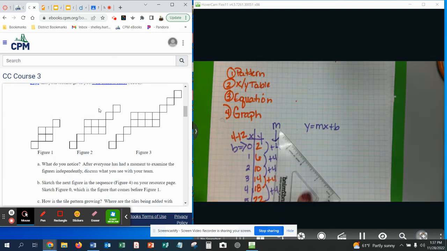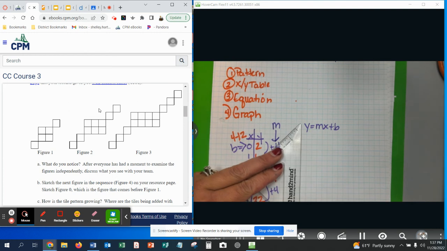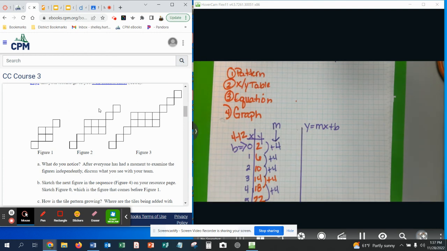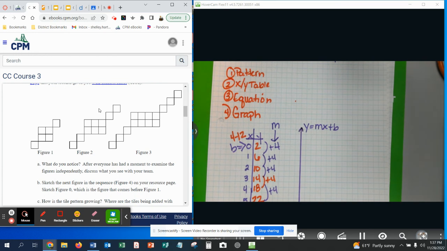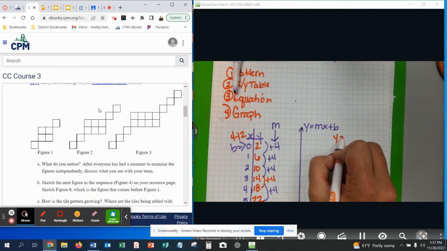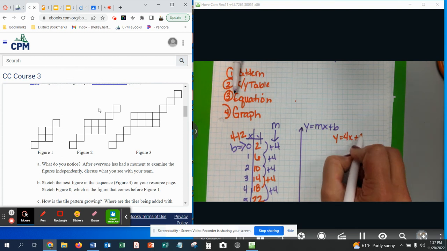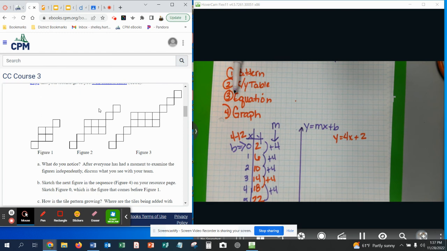All right. If we were to graph it, we're going to start at 0, the 0 means on the x, 0, and then 2 dot right there. Okay. So if our growth is 4 and our b is 2, what is the equation going to be? Yeah, go ahead, Josiah. Nice. You are absolutely correct, sir. So I'm going to start at the 2.